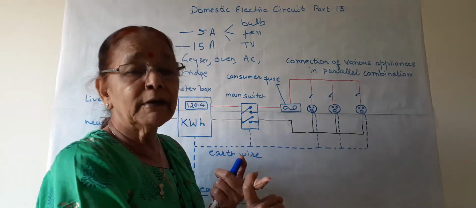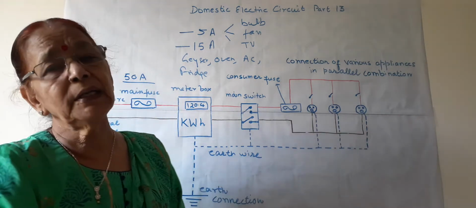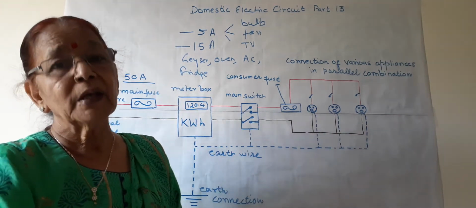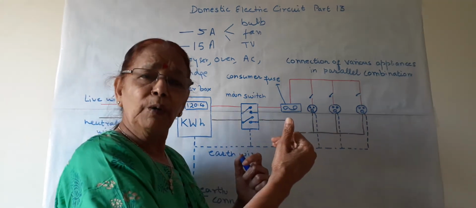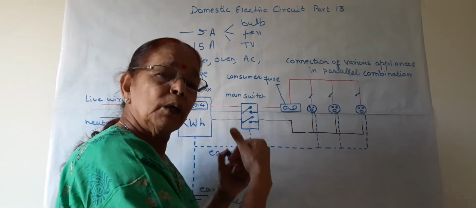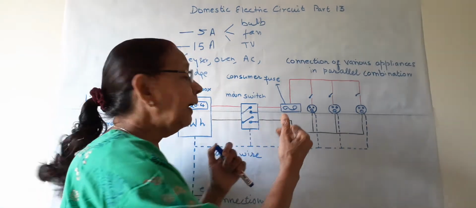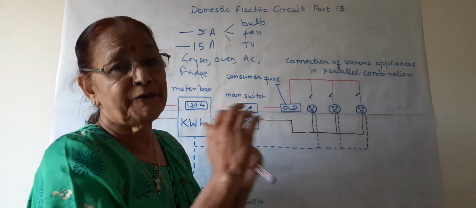The fourth advantage is, all of you know, in parallel combination, resistance is low. So when the resistance is low, then more current will flow. When more current flows, then power will be more, and the high power gadgets can work efficiently.